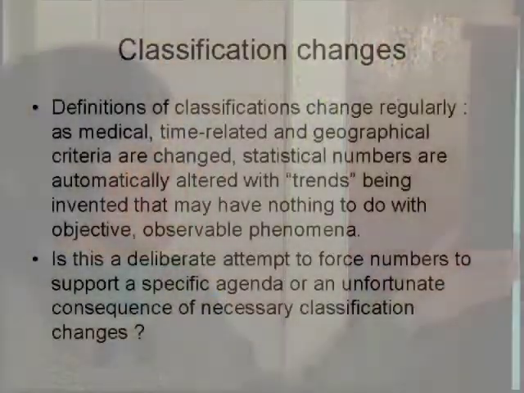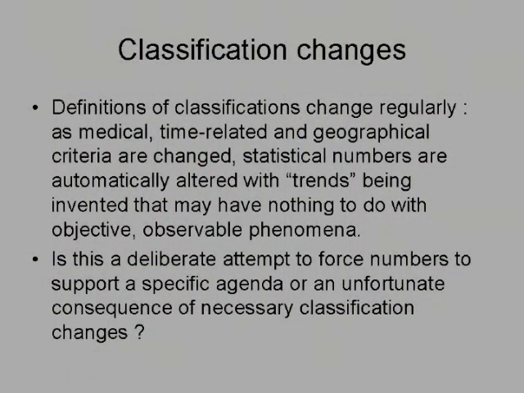So, the definitions of the classifications, they change regularly. ICD-9 came out in 1975. ICD-10 came out in 2001. So you see there are 25 or more years between each edition. So in between each, the World Health Organization comes out with redefinitions of classifications. So they use medical, time-related, and geographical criteria, and they change them.